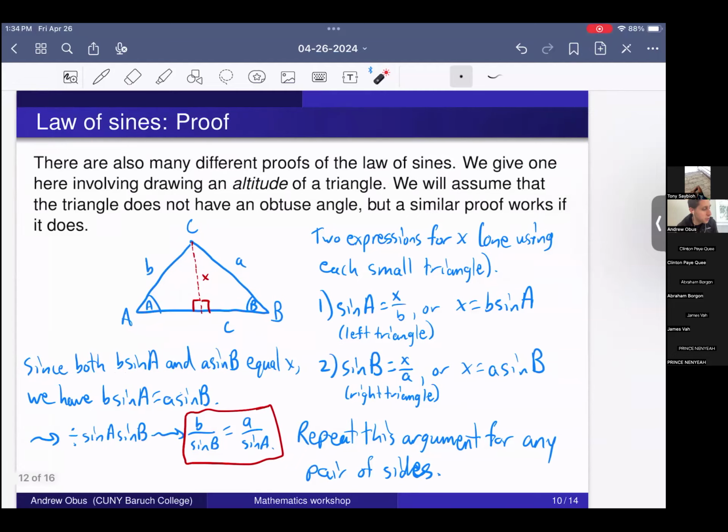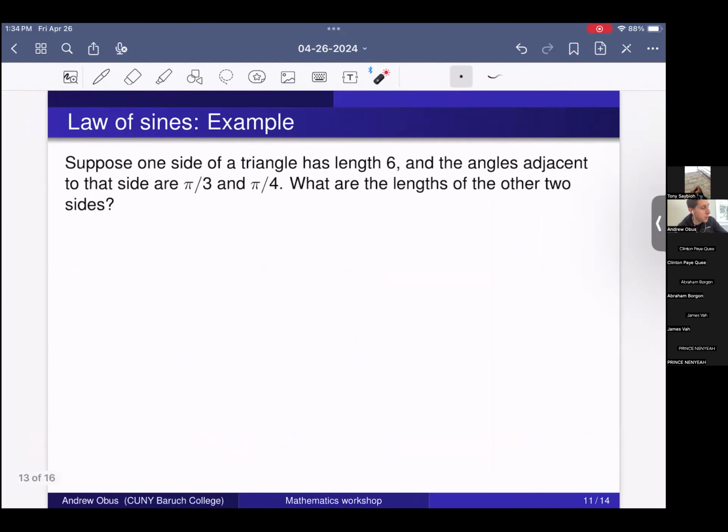So let's use this now. What's an example? Suppose one side of a triangle has length 6, and the angles adjacent to that side are pi over 3 and pi over 4. What are the lengths of the other two sides?